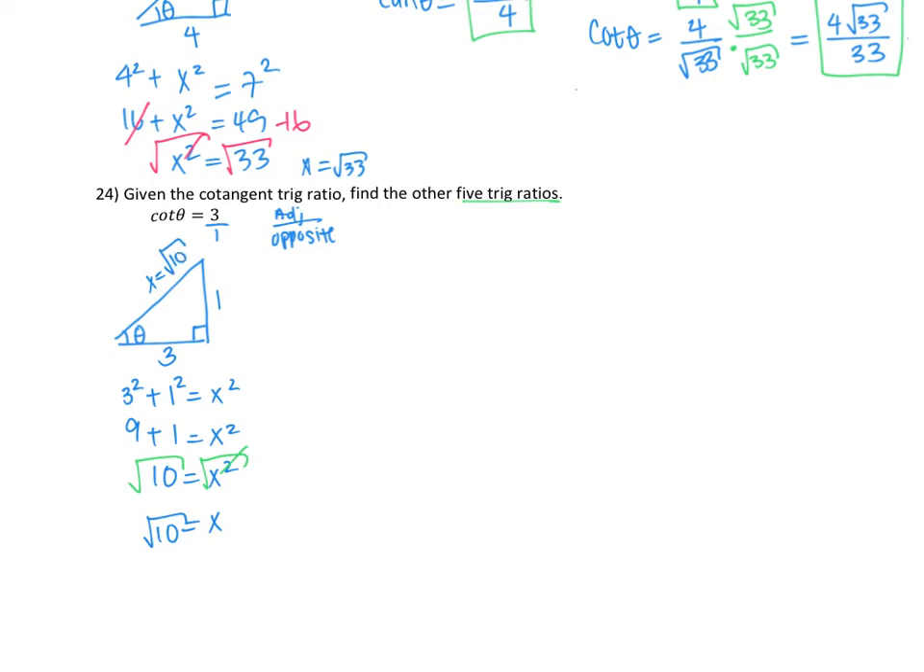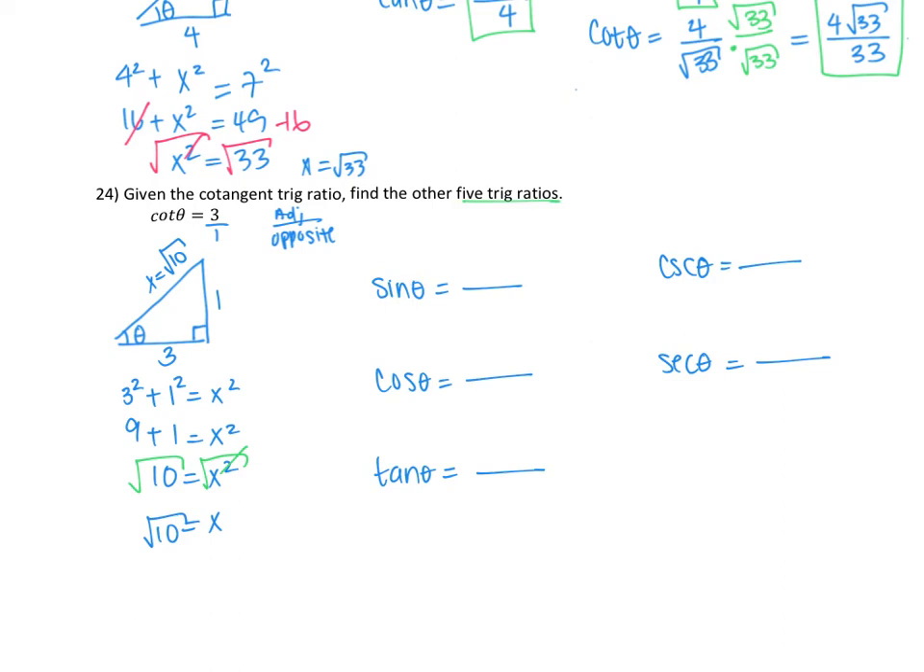We're going to find our missing trig functions. So we don't have sine, we don't have cosine, we don't have tangent, we don't have cosecant, and we don't have secant. So all we have is cotangent. So that's why I don't have cotangent down here.